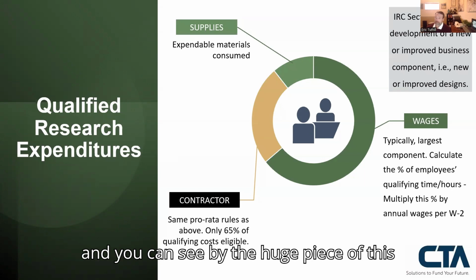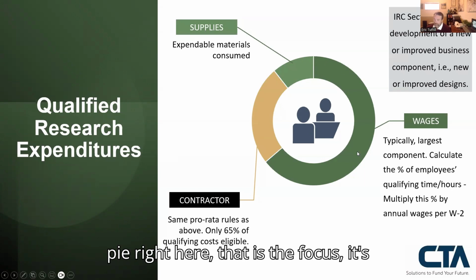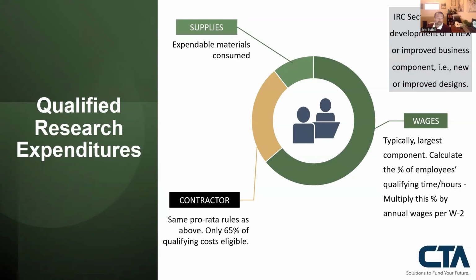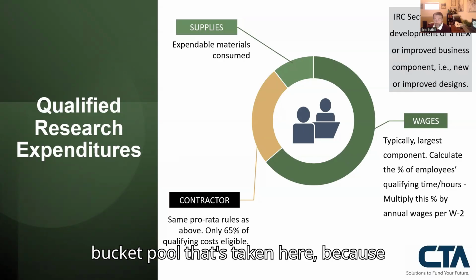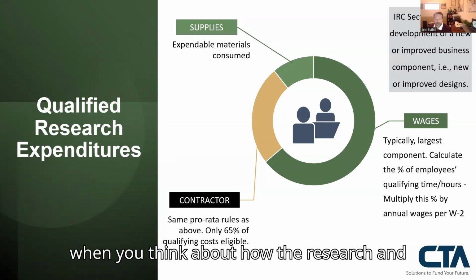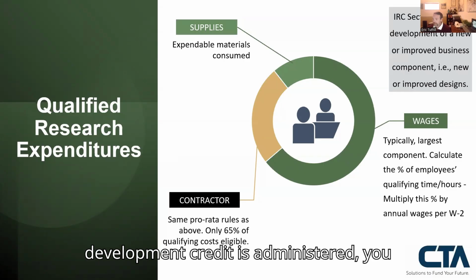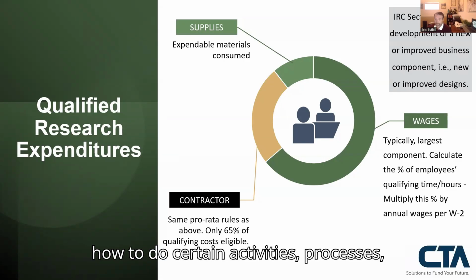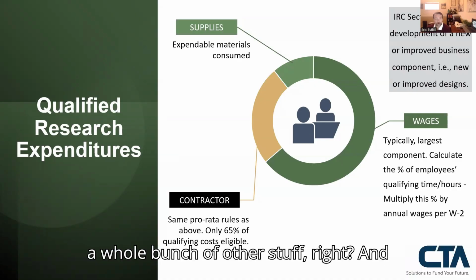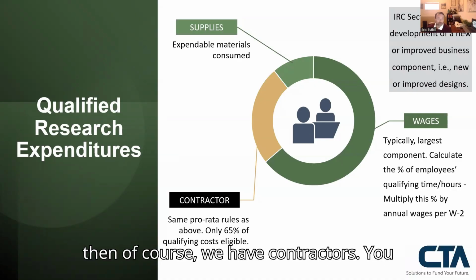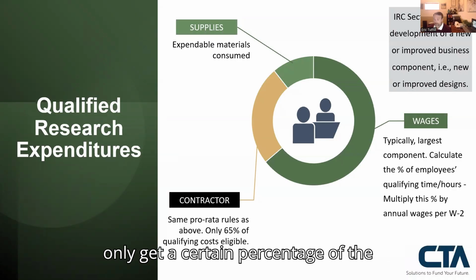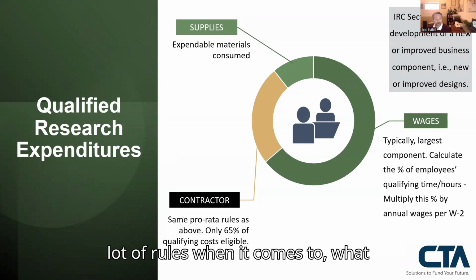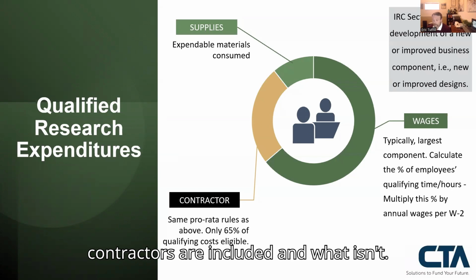The number one thing, and you can see by the huge piece of this pie right here that is the focus, it's usually going to be wages, right? A lot of the wages are the big bucket pool that's taken here, because when you think about how the research and development credit is administered, it's mostly going to be employees' time in terms of figuring out how to do certain activities, processes, a whole bunch of other stuff, right? And then, of course, we have contractors. You only get a certain percentage of the contractors if you do it, and there's a lot of rules when it comes to what contractors are included and what isn't.